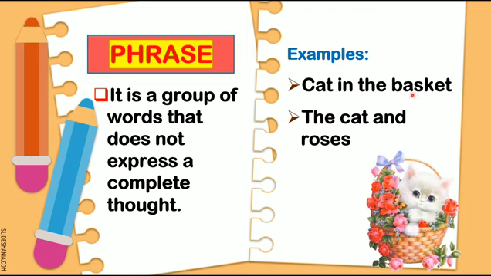Now, children, remember, every time we write sentences, we always have a noun or pronoun that would act as the subject or the topic, and there would always be a verb or a linking verb that would describe what the topic or the subject is doing in the sentence. So same with the cat and roses, it doesn't tell us anything else about it except cat and roses. That's why these groups of words are what we call phrases.